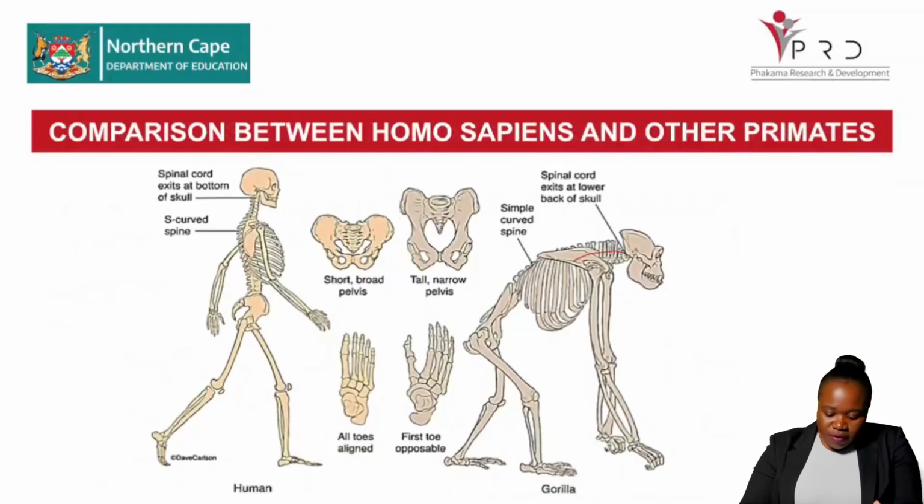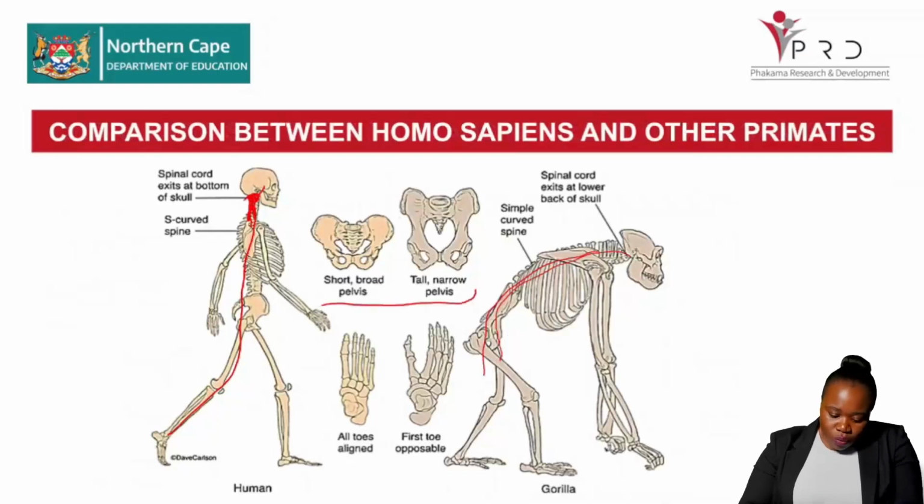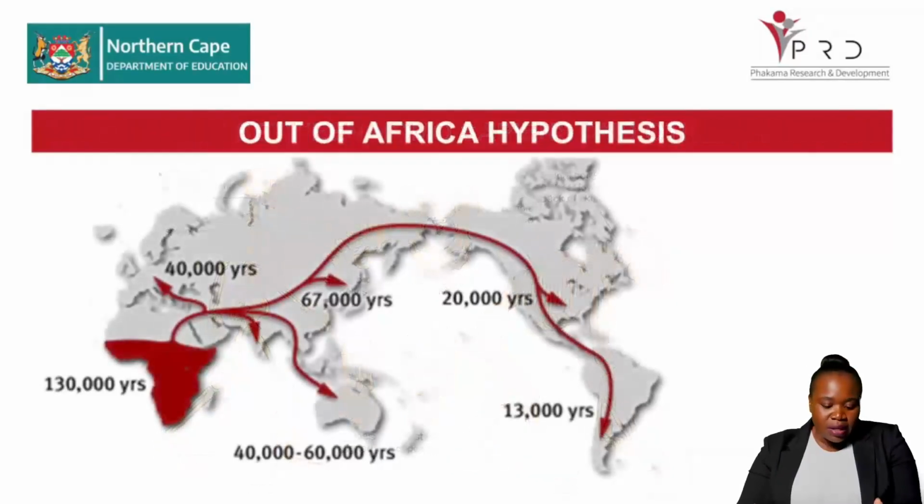And then the shape of the spine as well. As you can see, the spine will be different. The forwardly positioned foramen magnum and the backward. Also, the pelvic girdle, the short and broad and the tall and narrow. You should be able to identify all of these differences.